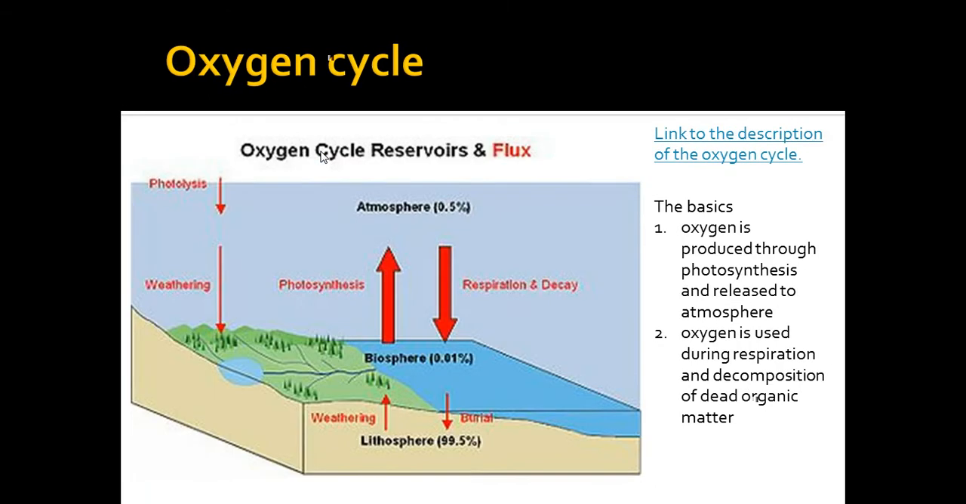And the oxygen cycle. This one's relatively straightforward. Oxygen is produced through photosynthesis, which means our world must have plants, or the amount of oxygen that we have is going to significantly decrease. That oxygen gets released into the atmosphere, and then all living things use the oxygen during respiration. Oxygen is also used quite significantly through decomposition. So those decomposers use a lot of oxygen to break down the dead organic material.